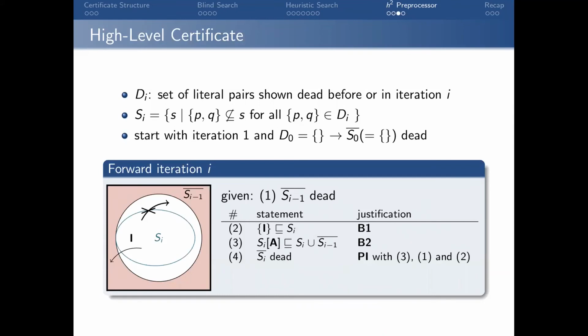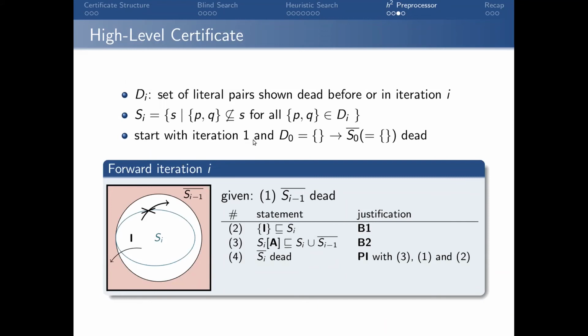Now, how does a high-level certificate for this look like? For this, I need some terminology. I call DI the set of literal pairs that are shown to be dead before or in iteration I. And what I mean with shown to be dead is we know that any state that satisfies these two literals at the same time will be dead. And then I define a set SI, which is basically all states that exactly don't satisfy these literals at the same time. So all the still alive states, so to speak.